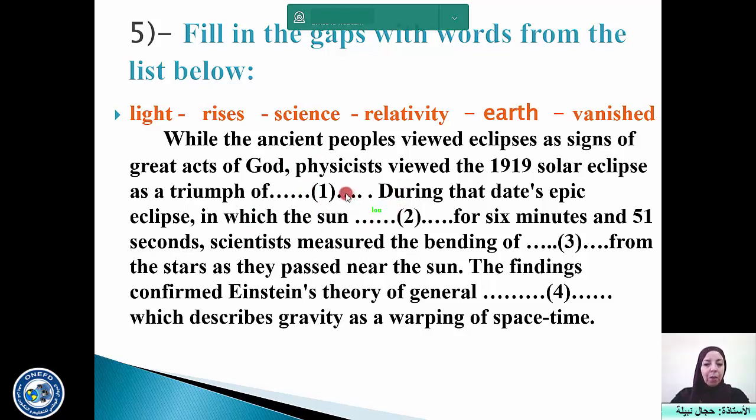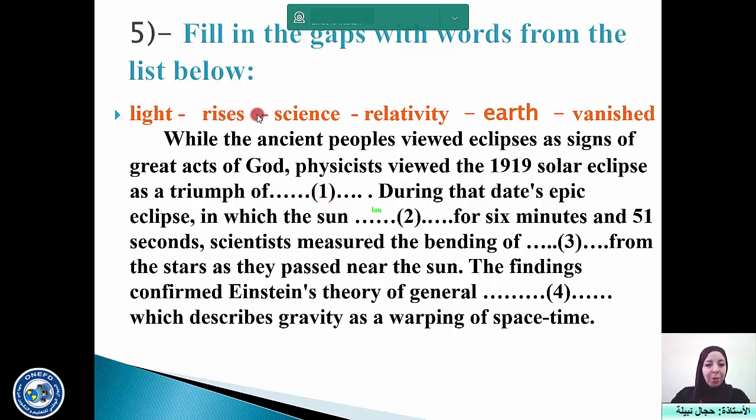Now, how can you know the nature of the word? It depends on the position of the missing word in the sentence. Let's try with the first one. While the ancient peoples viewed eclipses as signs of great acts of God, physicists viewed the 1919 solar eclipse as a triumph of... Do you think it can be a verb? Of course, no. So you are going to look for a noun.